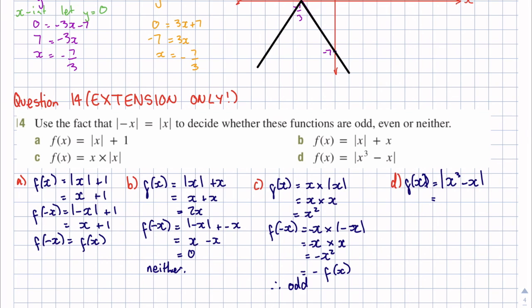So, instead of trying to expand that one and get rid of the absolute value, I'm going to just chuck in f of negative x straight away. Because that's the absolute value of negative x cubed, take negative x, yeah? Which gives me the absolute value of, well, x cubed plus x.